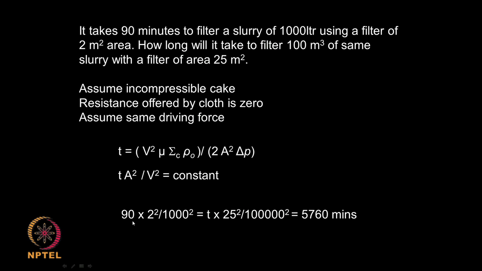So 90 minutes is the first case, 2 is the area, 1000 is your volume. In the second case I do not know the time, I know the area, 25 meter square, I know the volume, which is 100 meter cube, and 1 meter cube is 1000 liters.